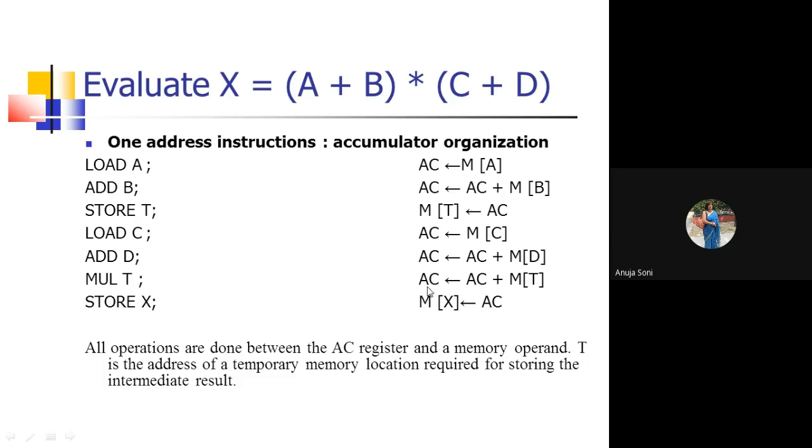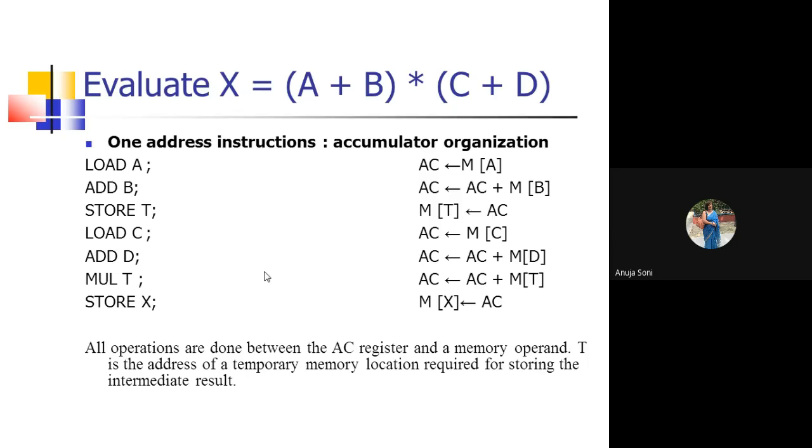But as per the given specification, this resultant value needs to be stored at some exact location in memory. So we need to apply one more store instruction. We'll write store X, which means the resultant value will be taken out from the accumulator and stored back to the memory at some exact location. So this way you will be given some kind of expression and asked to write the assembly language program, either 3 address instruction, 2 address instruction, 1 address instruction, or 0 address instruction.